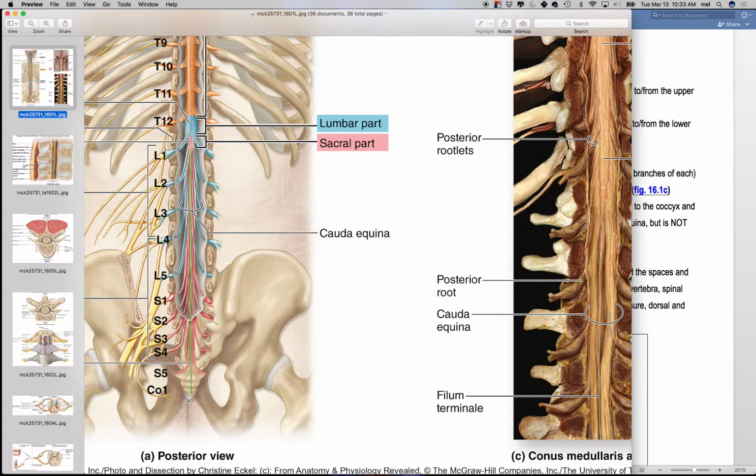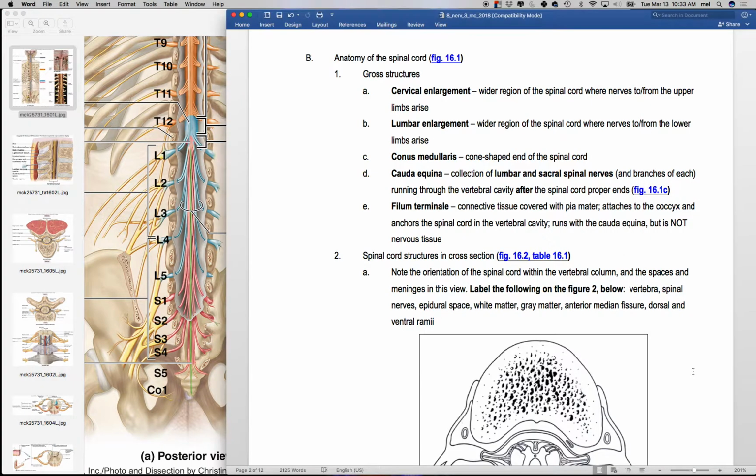Okay, so I'm going to name 3 structures. Only one of them is composed of connective tissue, not nervous tissue. You ready? Conus medullaris, cauda equina, filum terminale. Yeah, it's the filum terminale that is actually composed of connective tissue. It's not nervous tissue, even though it runs in the same spaces as the nervous tissue. Does that make sense? Okay. All right, so filum terminale. Everybody good? So the gross anatomy of the spinal cord could not be easier.